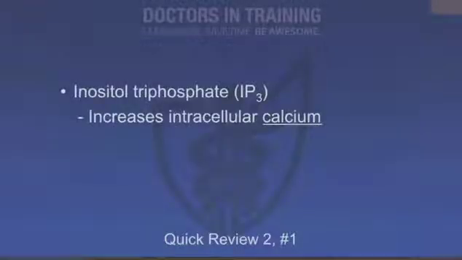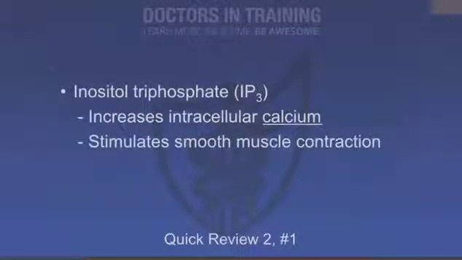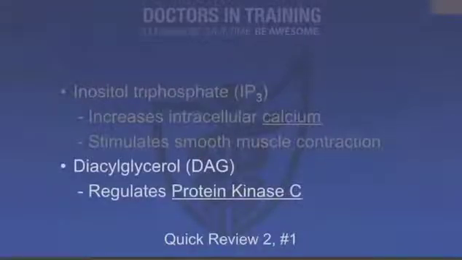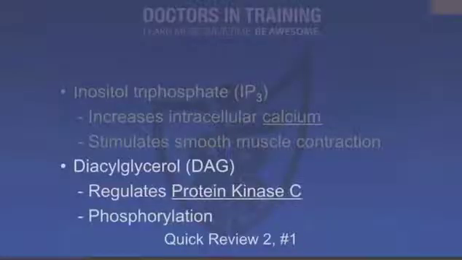What do each of those molecules do? Inositol triphosphate increases intracellular calcium, and this has numerous downstream effects. But what does increasing intracellular calcium do on smooth muscle? It stimulates smooth muscle to contract, right? So you're going to have vasoconstriction as a result, and this is why alpha-1 receptors cause vasoconstriction by way of this pathway. And then you have diacylglycerol, the other molecule. It regulates protein kinase C, and this causes, what does a protein kinase do? A kinase causes phosphorylation, so diacylglycerol stimulates protein kinase C to phosphorylate things, and this also has numerous downstream effects.